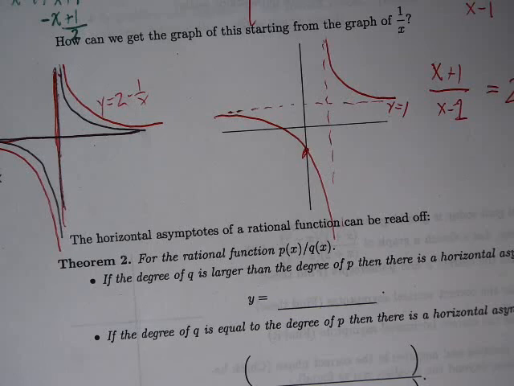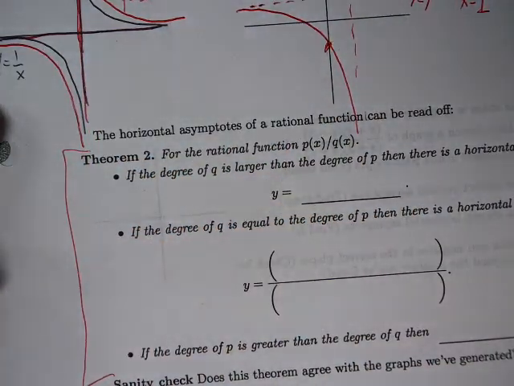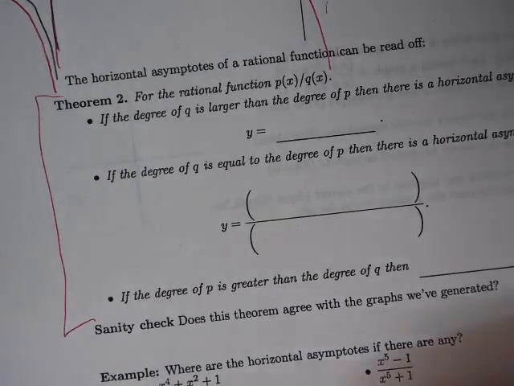Let's see if we can find some general rule that tells us where horizontal asymptotes will be without having to do something difficult like this. So here is maybe the last thing I'll do today. We'll see how time treats me. So if you have a rational function p of x over q of x, then this theorem will tell you where the horizontal asymptote is. And it'll do it one case at a time.